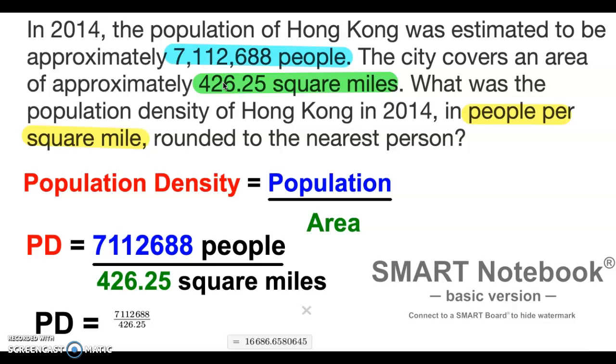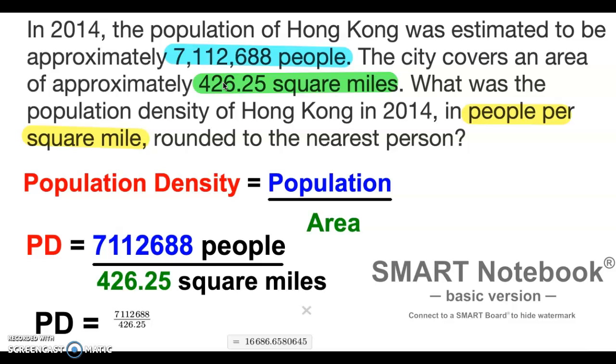Now the question is asking us, what was the population density of Hong Kong in 2014 in people per square mile, rounded to the nearest person? So here we know that the formula for population density is we take the population and we divide it by the area. So you would do 7,112,688 people, because that's our population, divided by 426.25 square miles, which is our value for area.